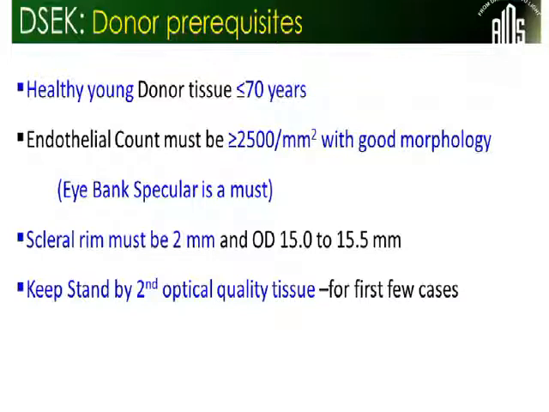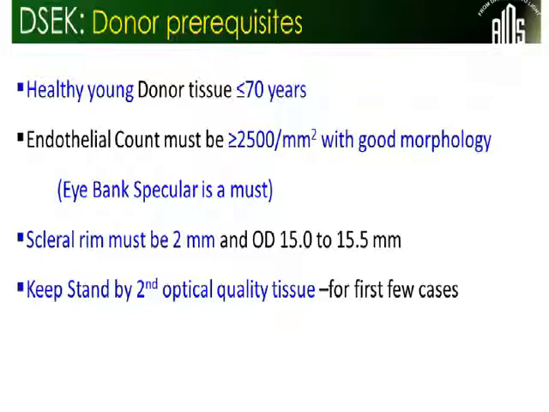There are certain prerequisites for the donor cornea also. It is preferable to have a younger donor, less than 70 years, and an endothelial cell count of more than 2,500. So the eye bank should give a good specular microscopy report, or if you are getting the donor cornea from other places, a specular report is also important. There must be a scleral rim of 2 mm equally on 360 degrees. The overall diameter must be around 15 to 15.5 millimeter, because our cornea is sometimes smaller. Overall diameter is a better indicator so that you can mount it over the artificial anterior chamber.